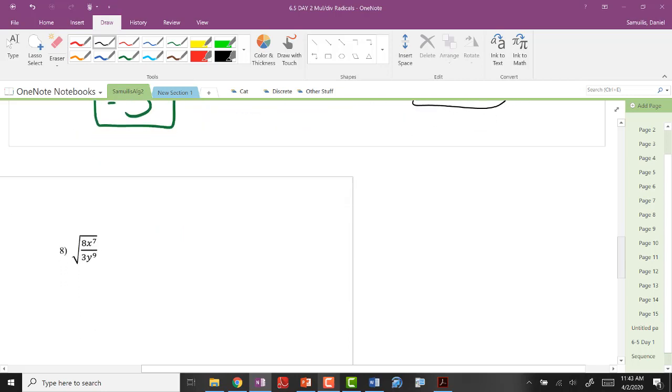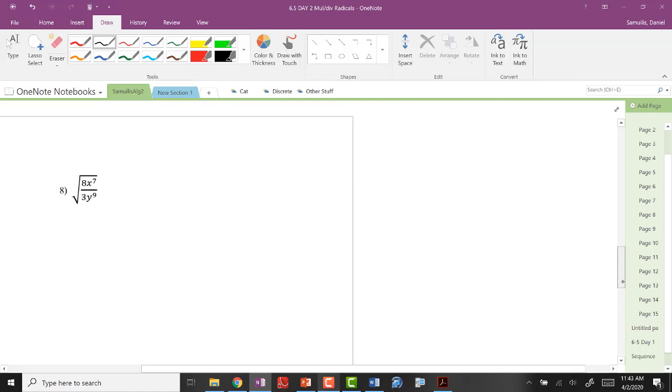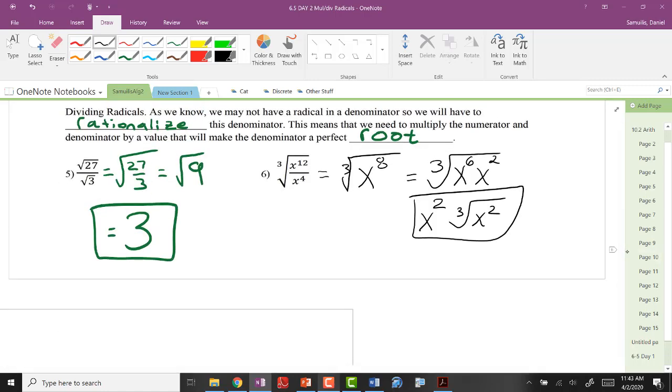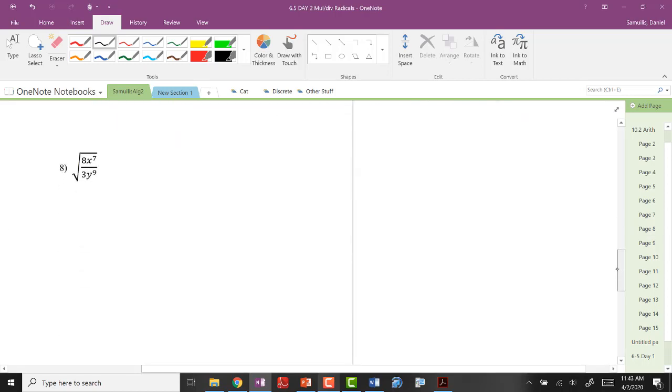Okay, now, what if we can't divide? What if we can't divide it at all? And we have radicals left. That's where the rationalization comes in.